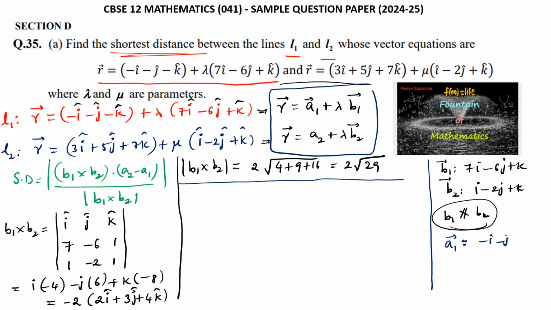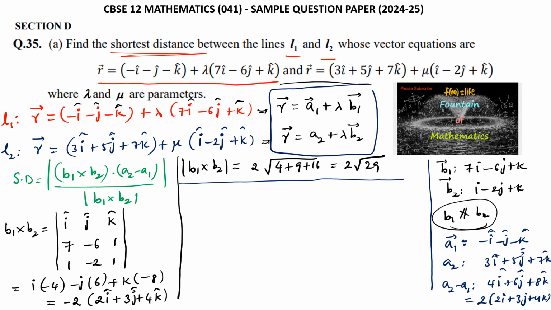minus i minus j minus k, and a2 vector is 3i plus 5j plus 7k. Now a2 minus a1, we can write it as 3 minus of minus 1, that is 4i, 5 minus of minus 1, that is 6j, 7 minus of minus 1, that is 8k. Or we can take 2 common, 2i plus 3j plus 4k. So a2 minus a1 vector we got it.